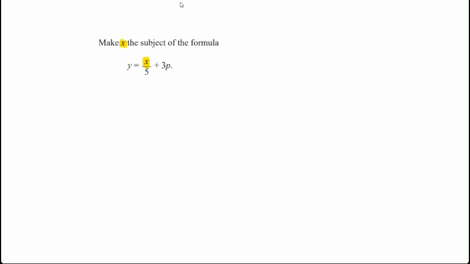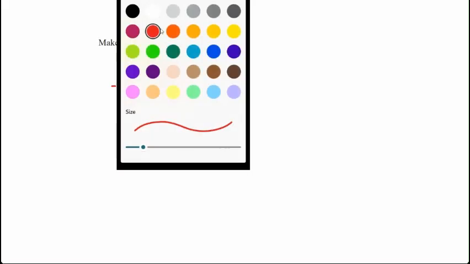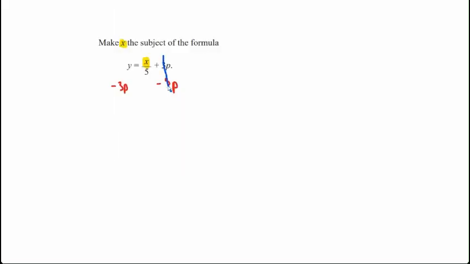So what we need to do is move everything that is not directly attached to the x to the other side of the equation. So we just want x alone. So we have y equals x over 5 plus 3p. So we have a positive 3p, so we need to subtract that 3p from the right hand side of the equation. And if we do that, we also need to subtract it from the other side of the equation. So this positive 3p and this negative 3p will cancel each other out. And we'll be left with y minus 3p equals x over 5.